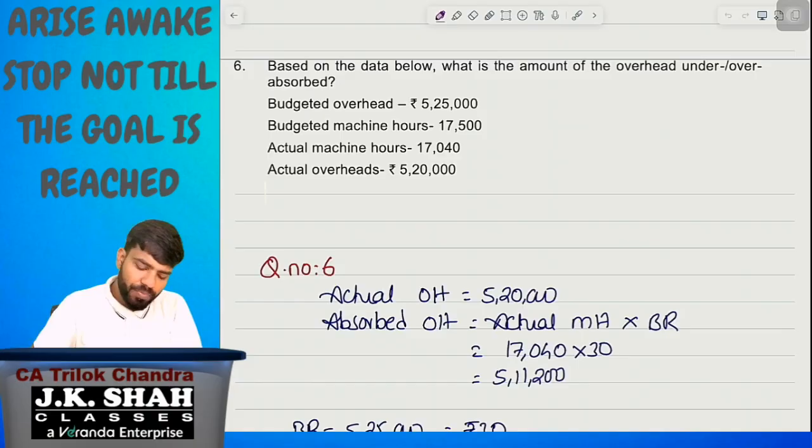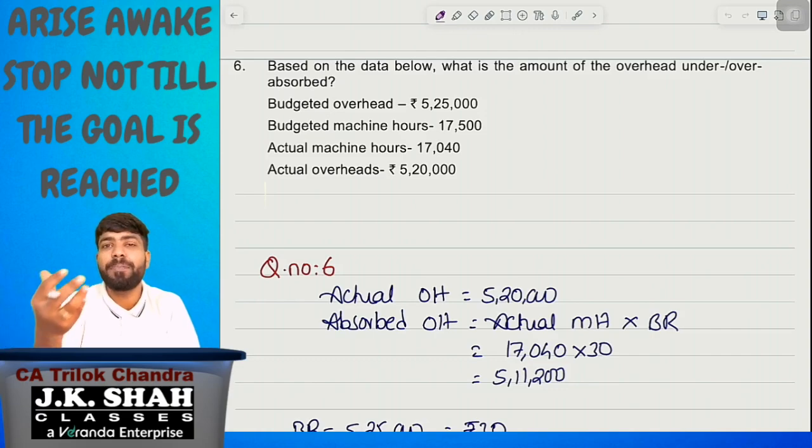So first we calculate the budgeted rate. Then absorbed overheads equal actual base quantity consumed into budgeted rate. Absorbed overheads minus actual overheads is the under or over absorption. In this question, they are asking to calculate under or over absorption.